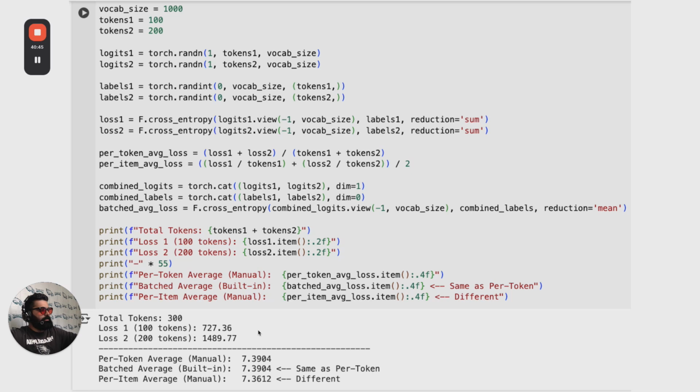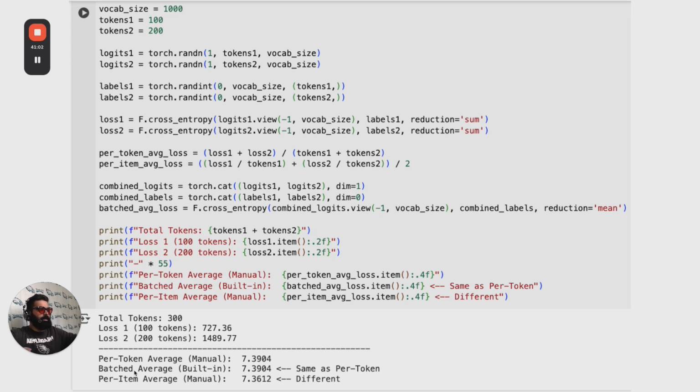And if we look at those results, the per token average, which is our manually calculated, with the two sum losses averaged manually, is the same as the built-in mean loss for the batched average.